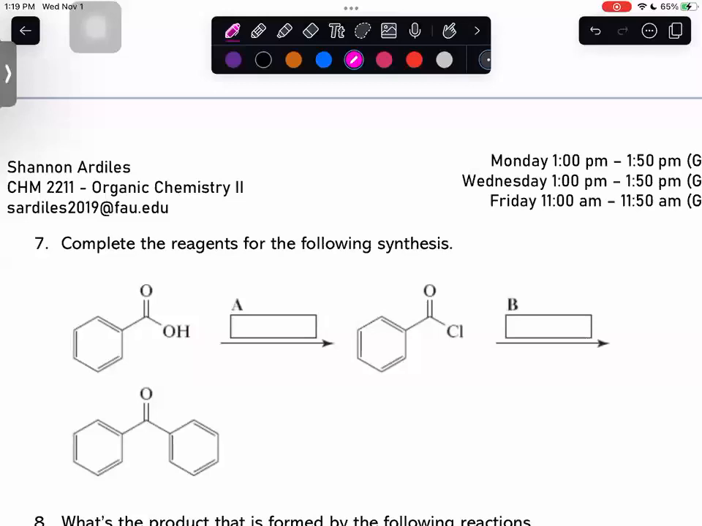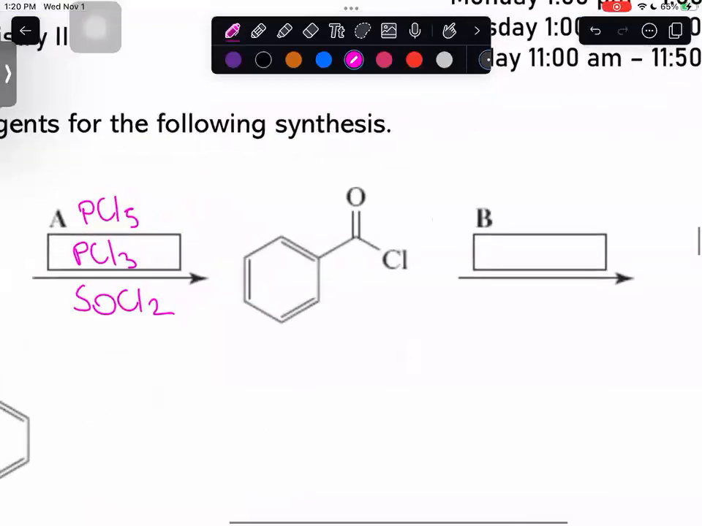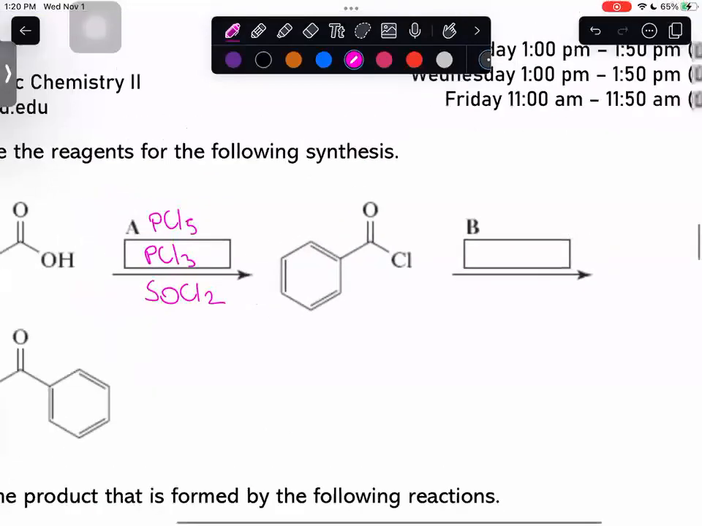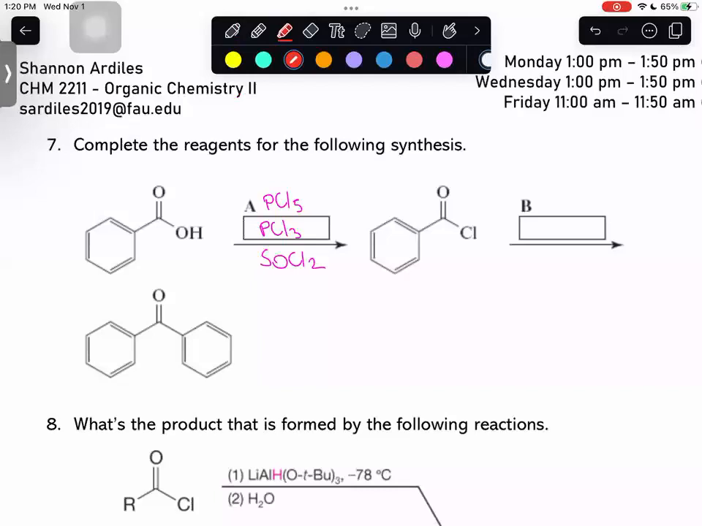Which ones can I use? PCl5 or SOCl2. Any of those guys. They're going to give you the same exact molecule. This is chapter 11, 12, one of those. Now, we have our acyl group. And then, let's look at our product. Our final product still has that acyl group over here. We're just connecting a benzene group. So practically, what you just formed, this is your reagent for acylation.